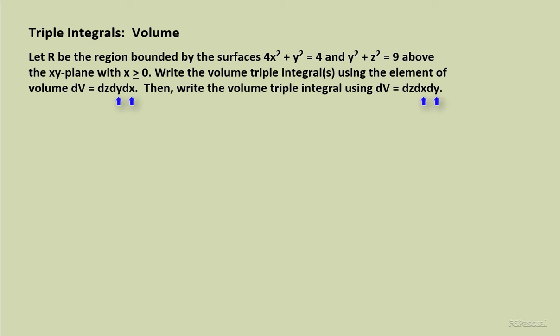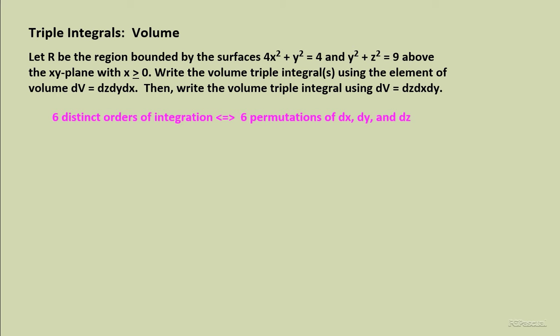Provided that we set up both triple integrals correctly, both triple integrals should evaluate to the same numeric value. On an added note, there should be 6 orders of integration corresponding to the different permutations of dx, dy, and dz.